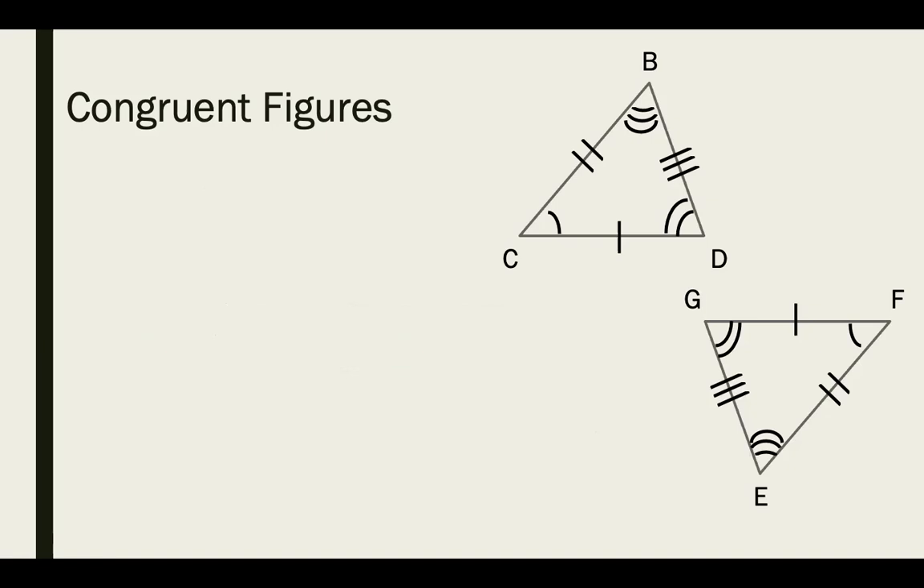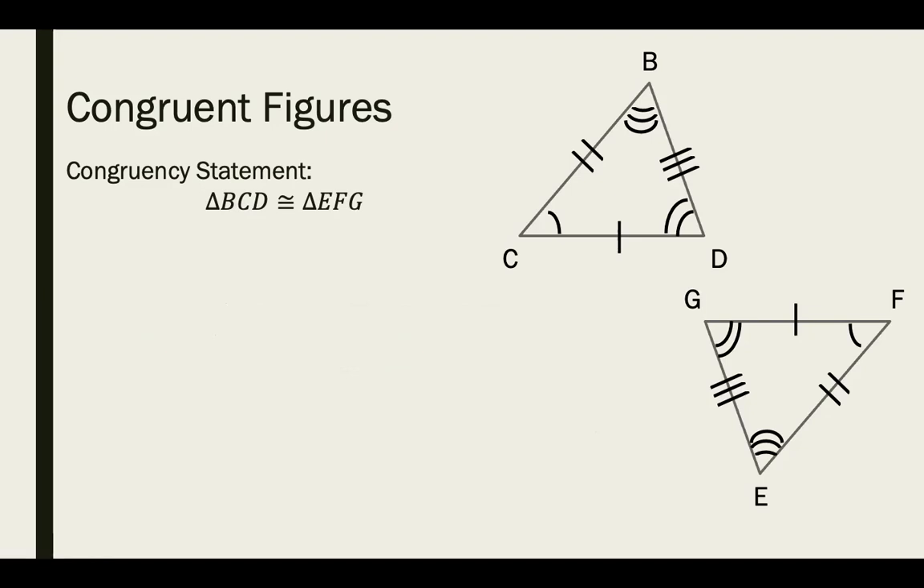So when we have congruent figures, we can write a congruency statement. A congruency statement is a statement that states that the two figures are congruent, and it tells you which parts are congruent to one another. So for example, our congruency statement here would be triangle BCD is congruent to triangle EFG. Now here, the order that we write the letters of the triangle matters. And let me explain what I mean by that.